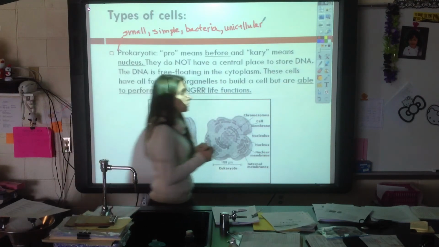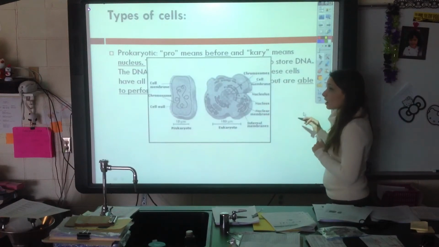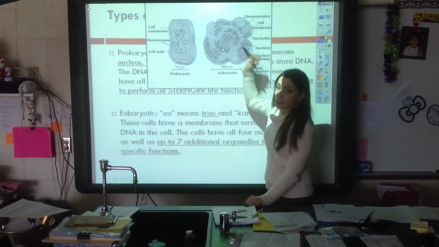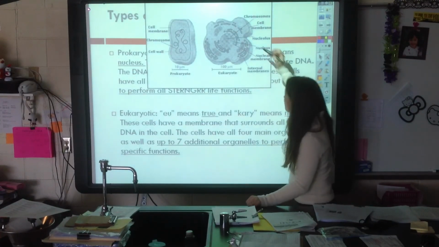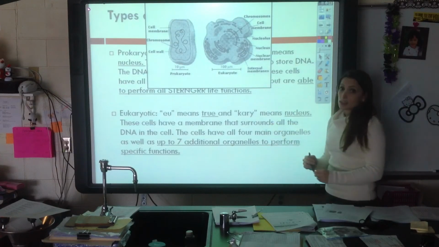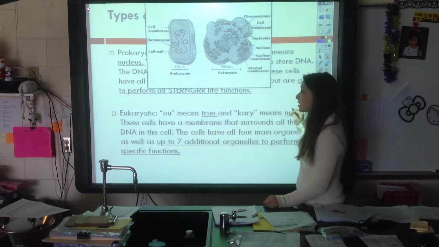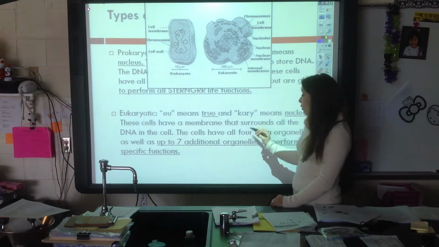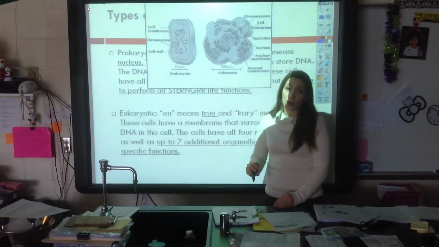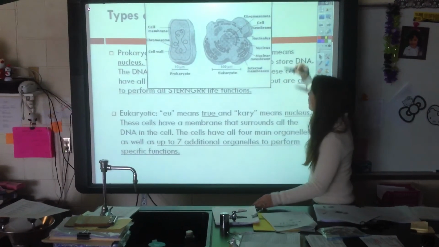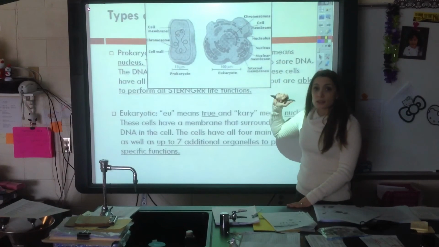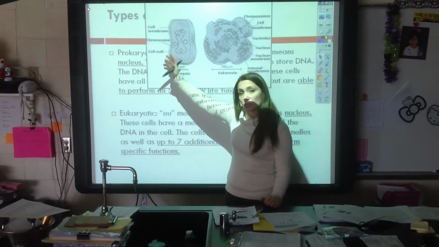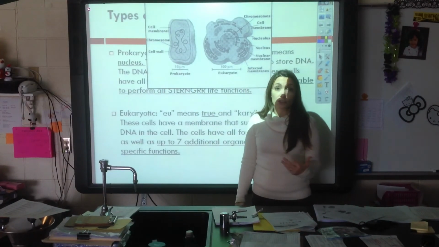Smaller, simpler cells. Eukaryotic cells are going to be much more complex. Eukaryote means true nucleus. They always have a nucleus, and it's usually shown right there in the middle of the cell. This nucleus is where they're going to protect the DNA. So eu means true and kary means nucleus. True nucleus cells. They have a membrane to surround the DNA. They have all four main organelles and up to 7 more. So they might have 11 different organelles. Things like a mitochondria, a chloroplast, a lysosome, lots of different little parts that make it more complex. So if prokaryotes are small and simple, eukaryotes are usually larger and more complex.